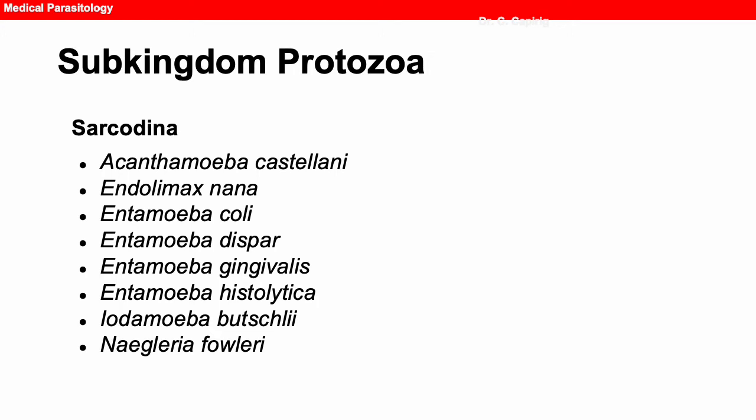Now, among these microorganisms that have been flashed, it is Acanthamoeba castellani, Entamoeba histolytica, and Naegleria fowleri that cause disease in humans. They are the ones that cause disease in humans because they can produce pathogenic factors that can damage our body. The rest of them are commensals.